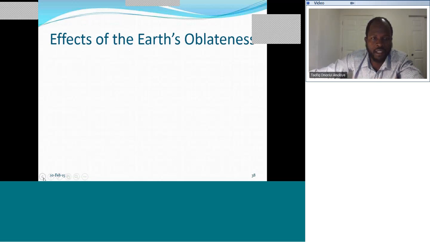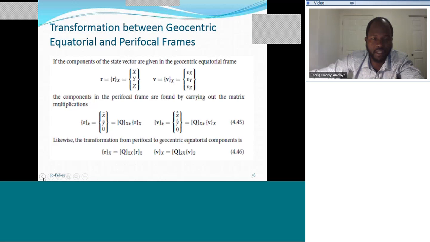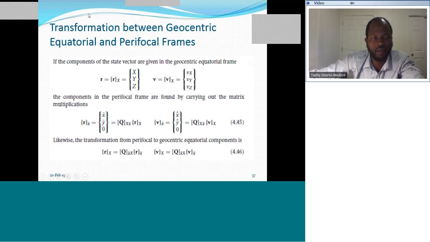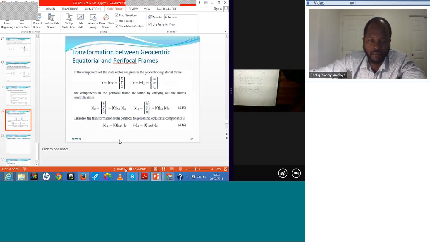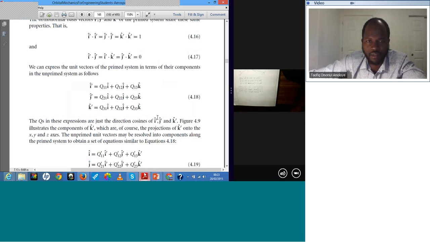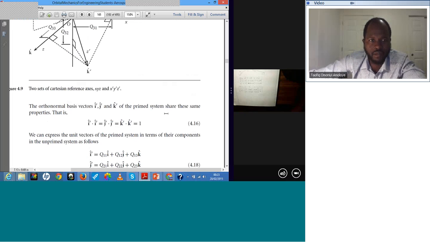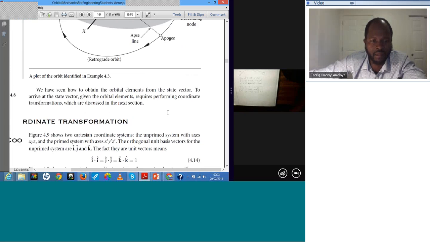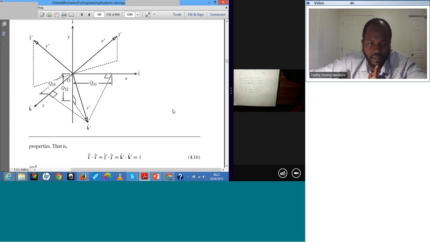So the next thing we'll be looking at in the next video lecture is the effect of the Earth's oblateness on the motion of satellites. But before we finish this lecture, let's just look at some examples of the use of the direction cosine matrices from the textbook.